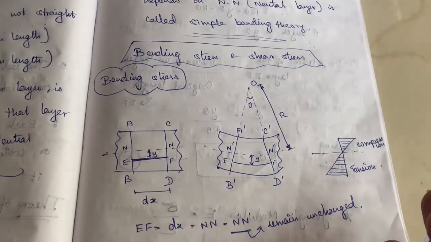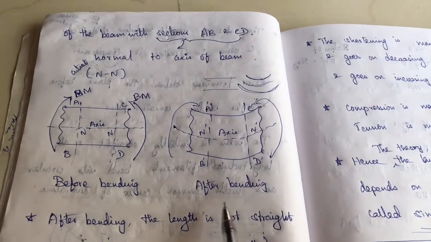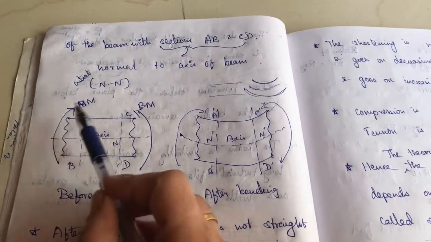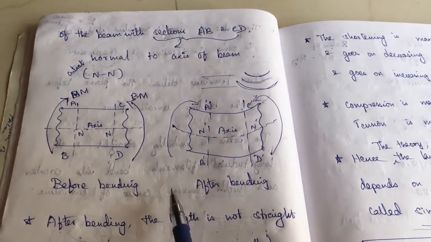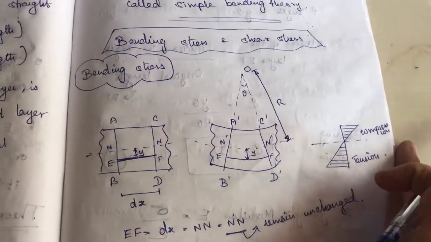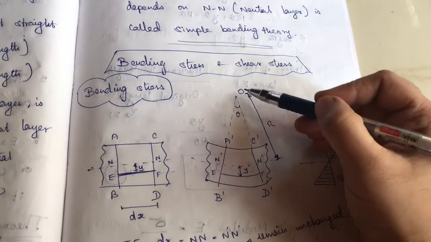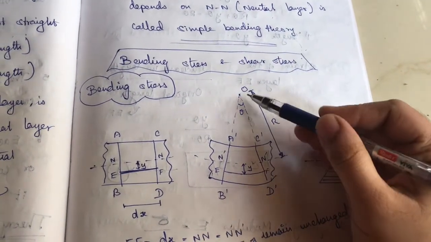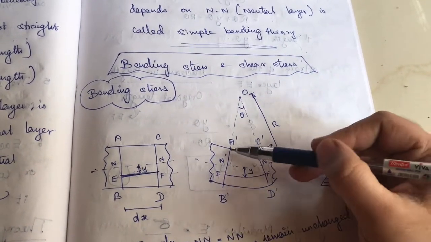What is bending stress? So we have already seen this diagram before bending and after bending. A, B are the two sections and this is the axis. If the bending moment acts like this, it will bend. So this is after bending. You can see the same here. But we need to take O as a point which is the intersection of these two lines. Just extend AB, CD up to O.